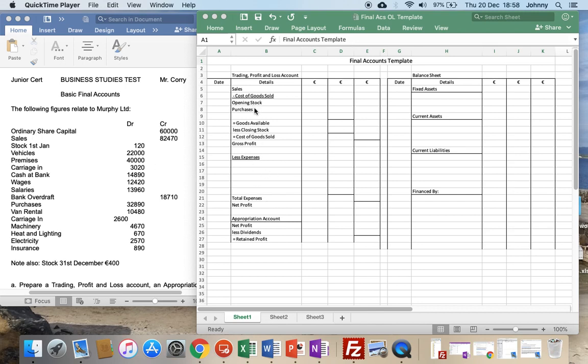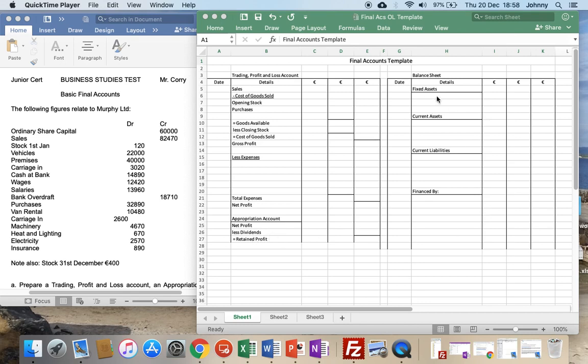So you will always have this section here in cost of goods sold, opening stock, purchases. There may be other things in as that would be a cost, so I'm leaving one extra line in there. And then we've got all of our different expenses that we'll find in here. We may have an appropriation account where we have to deal with dividends, money paid out to shareholders.